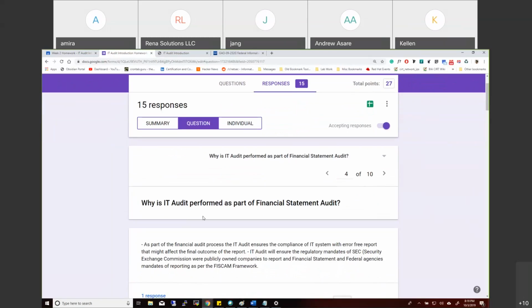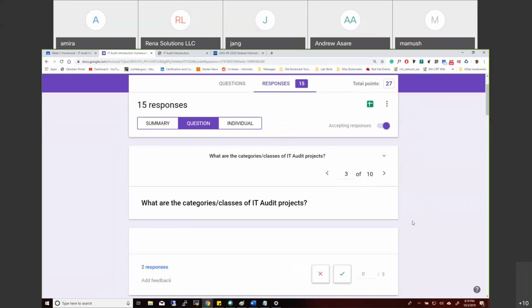Why is IT audit performed as part of... first one, the first question, categories. Just answer in a way, publicly owned companies as well as federally operating companies. The federally operating ones use the FISMA framework, whereas the trading companies, the private or publicly owned companies, use the COBIT framework. So can that be an answer for this kind of question, from a category standpoint?